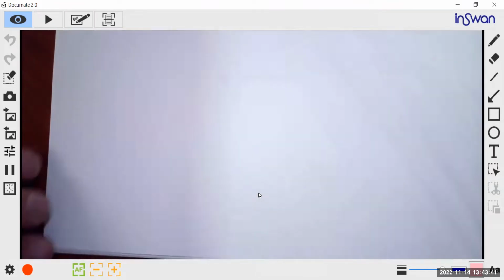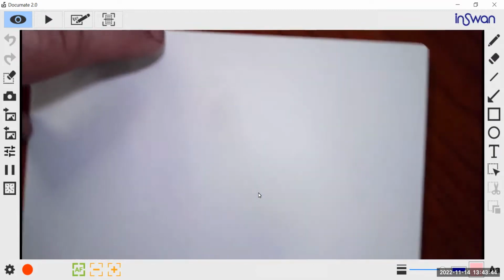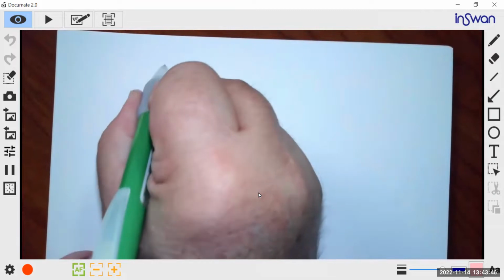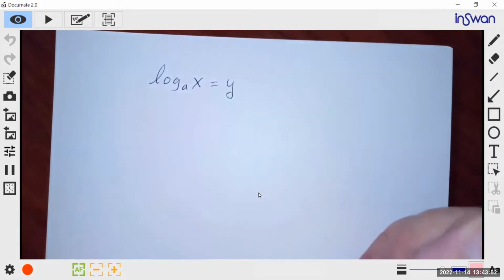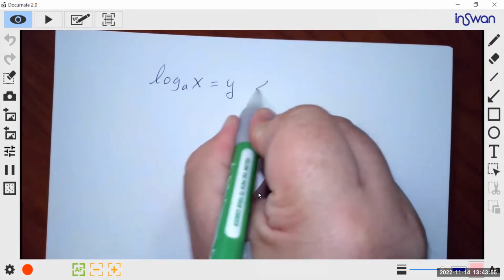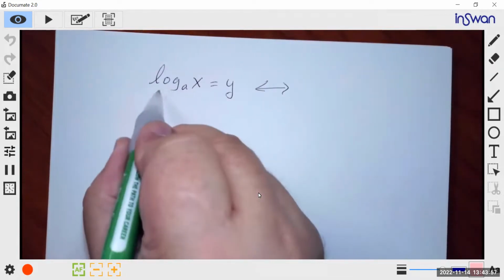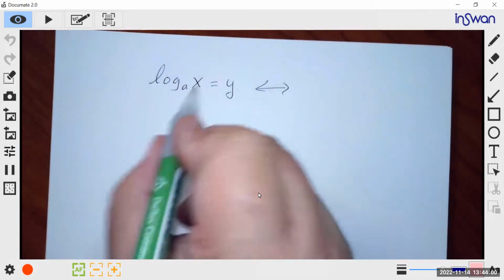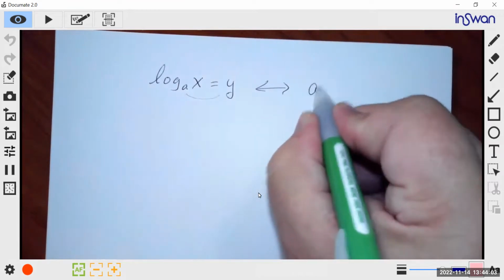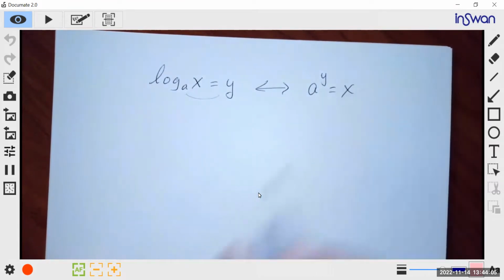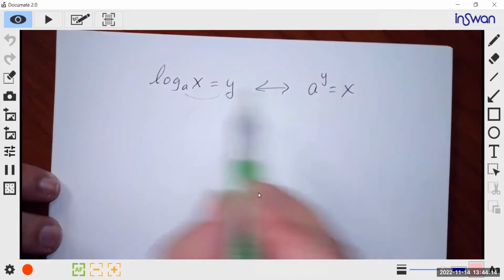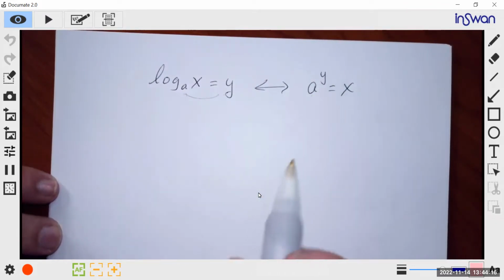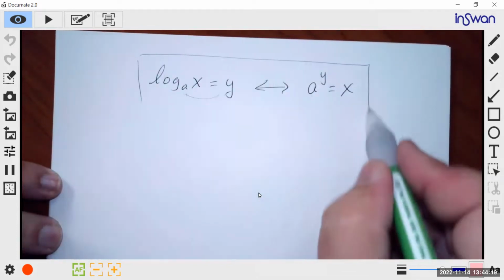Let's look at another one. Let me show you what's happening here. Here's the conversion that we're going to be doing from here on out. Log base A of X equals Y. The base comes over here, so it's A to the Y equals X. So the A from the base is still the base to that exponent. We're using this conversion.